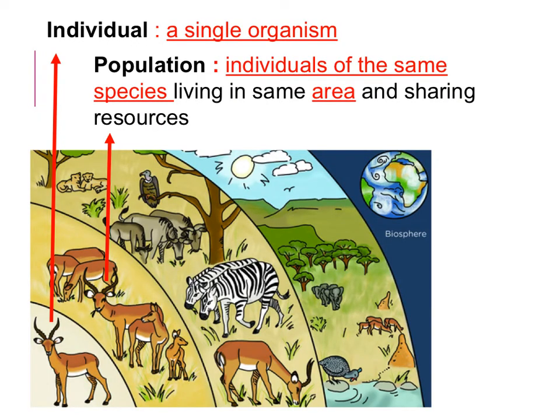First up is a quick review: what is an individual? An individual is a single, meaning one organism. As you can see here, for an individual, I just have a deer. Now, a population is individuals of the same species living in the same area and sharing resources. So for a population, I have many deer.